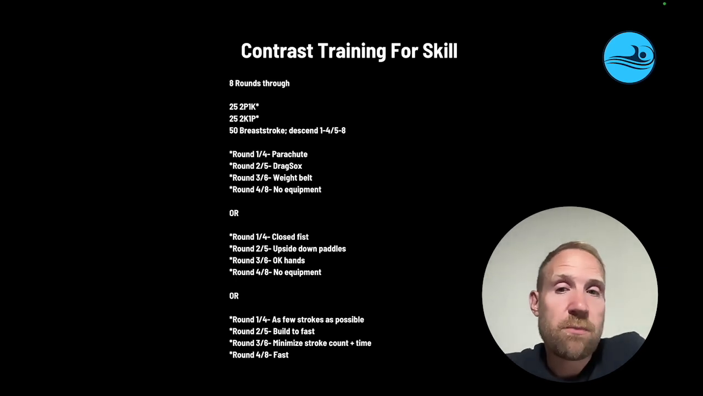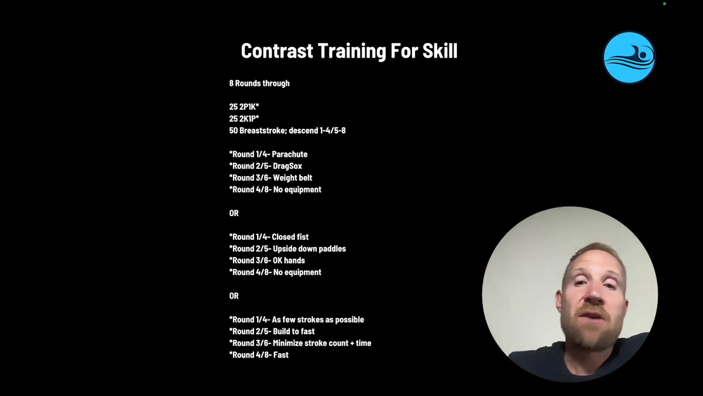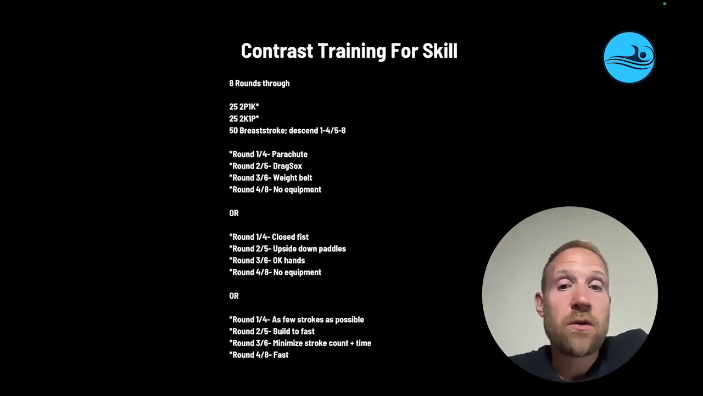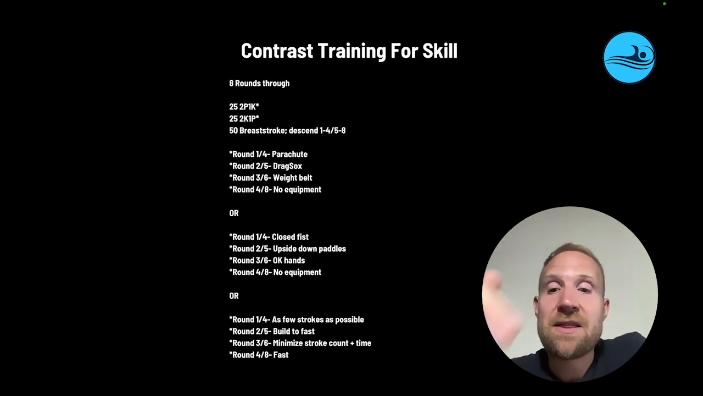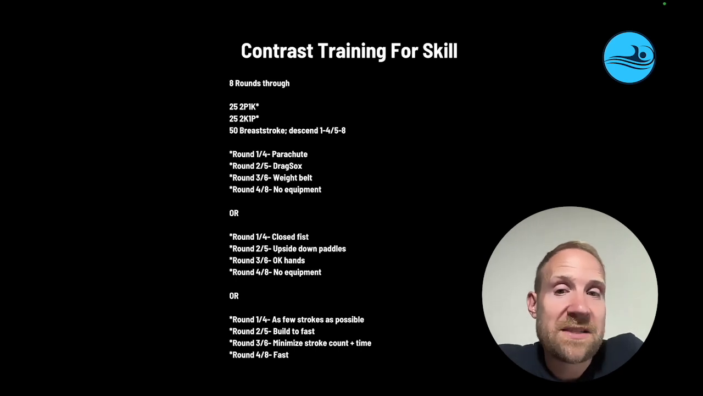Then they're going to go a 50 breaststroke. They're going to descend 1 to 4, 5 to 8 across the rounds. Now, to create even more contrast on those drills, the first variation of the set, we're going to change the training aids. The second variation, we're going to change the hand postures. And then the third set, we're going to change the performance expectations.